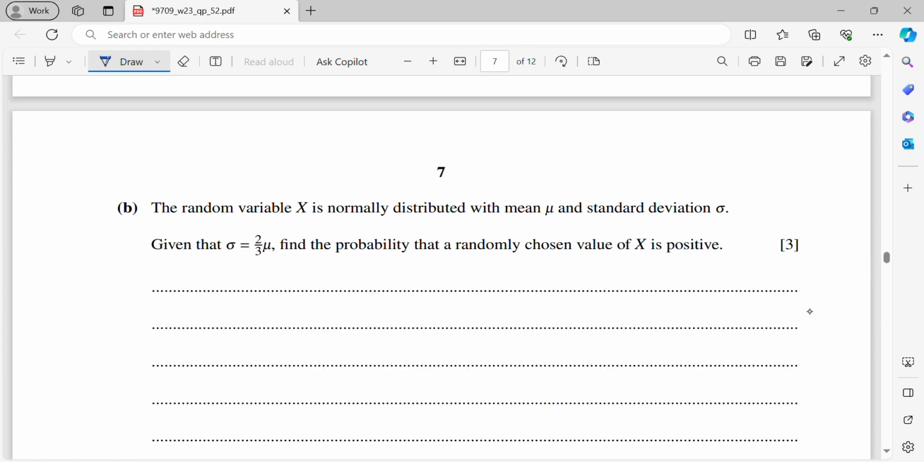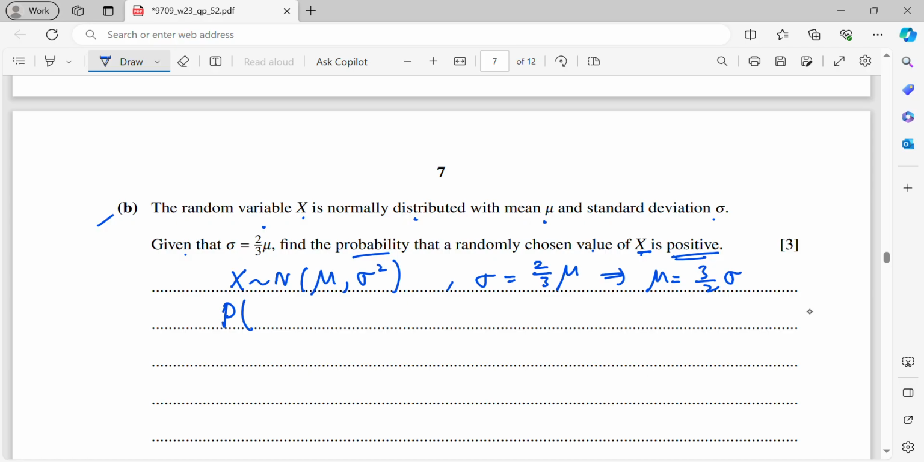Okay, now next question B. The random variable x is normally distributed with mean mu, standard deviation sigma. Given that sigma is 2 over 3 mu, find the probability that a randomly chosen value of x is positive. Now x is normally distributed, mean mu, variance sigma squared. And given sigma is 2 over 3 mu. So from here, I will say that my mu is basically 3 over 2 sigma. You can keep your sigma, or you can just change the mu. Now you need to find the probability that x is positive. Positive means greater than 0.